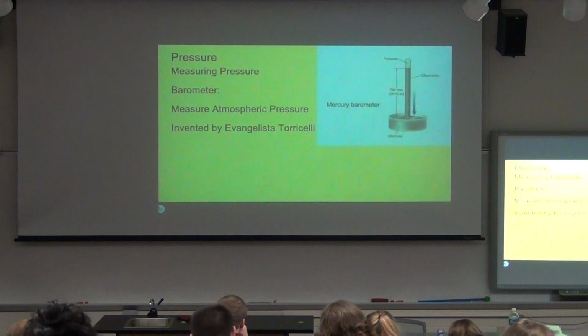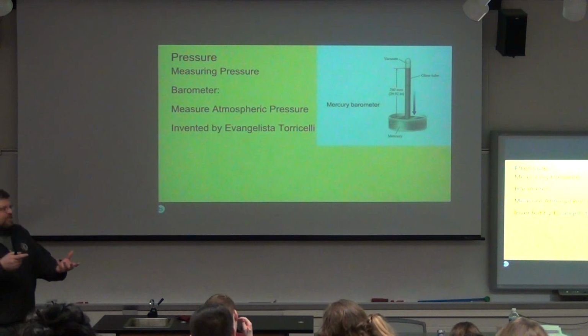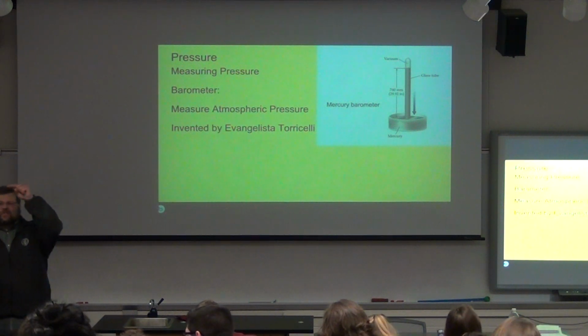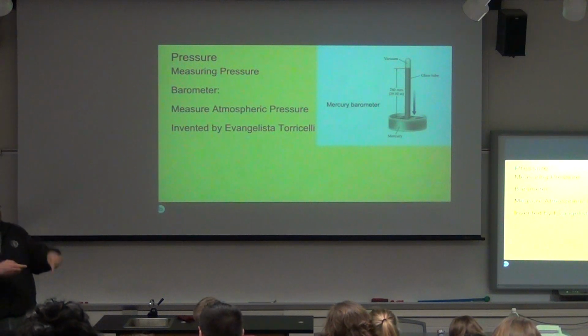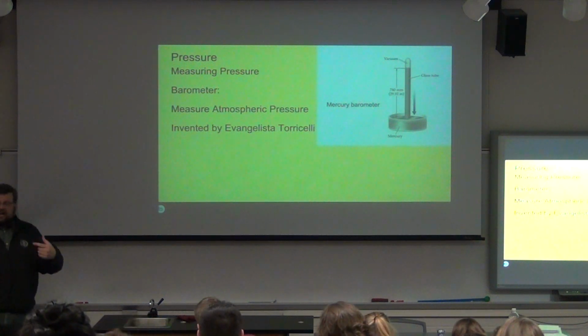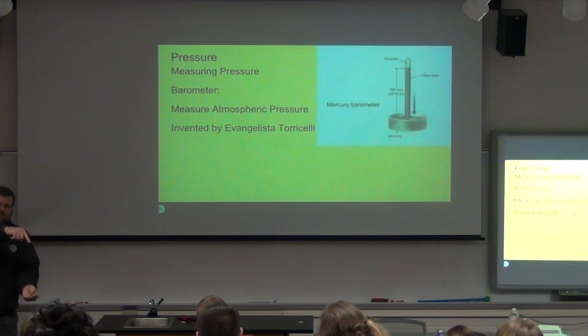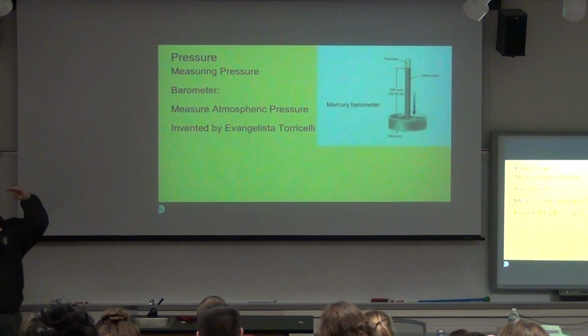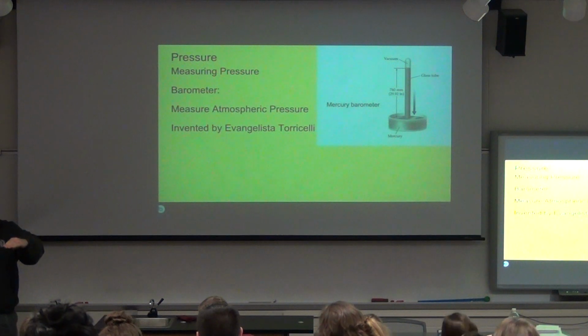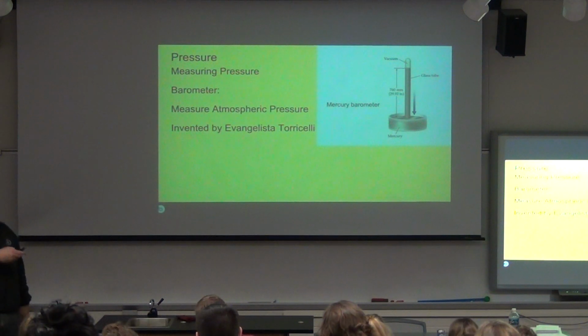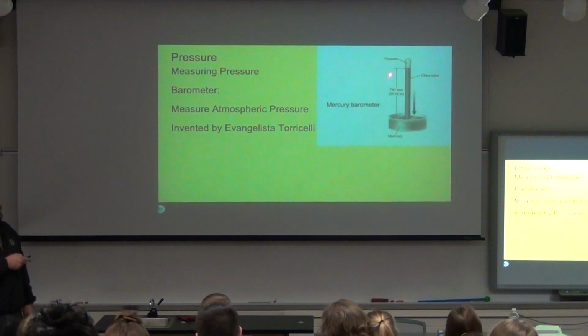Basically what he did is he took a bowl of mercury, filled up a glass tube with mercury that had a closed end, so the end that's up there at the top is closed off. Tipped it upside down with his finger over the end, put it into that bowl of mercury, removed his finger, and saw that the mercury level dropped. He was touching mercury, I know. I don't know how long he lived. Probably not.